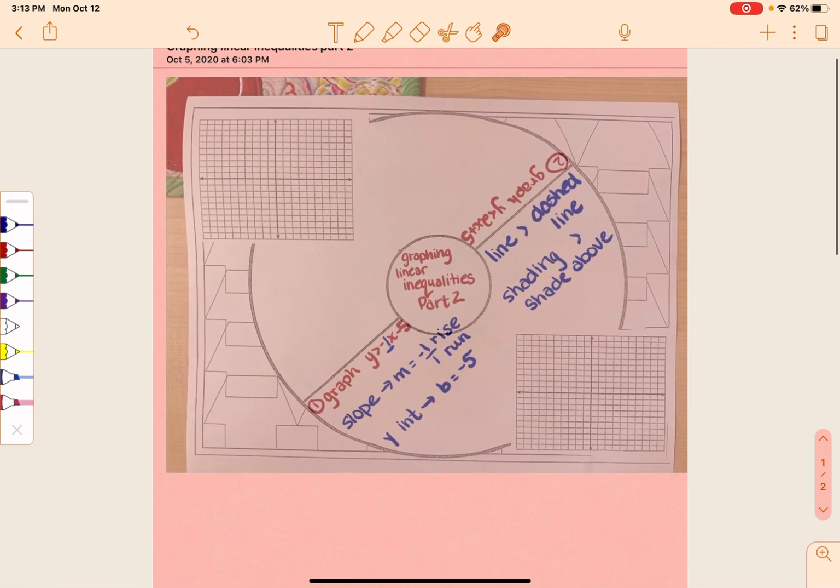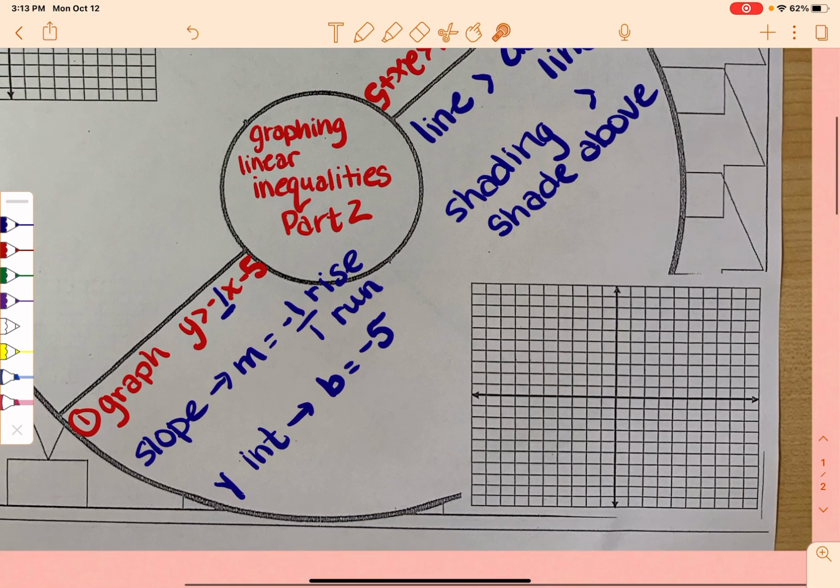Hang on, I'm just trying to make it big enough that you can all see. There we go. So x and y is there. I'm going to start by graphing my y-intercept. So negative 5, 1, 2, 3, 4, 5. And my slope is negative 1 over 1. So I'm going to go down 1 and over 1. So I keep going forward. Now to go back, start with the y-intercept again right here, and I would go up 1 and back 1, kind of backtrack.